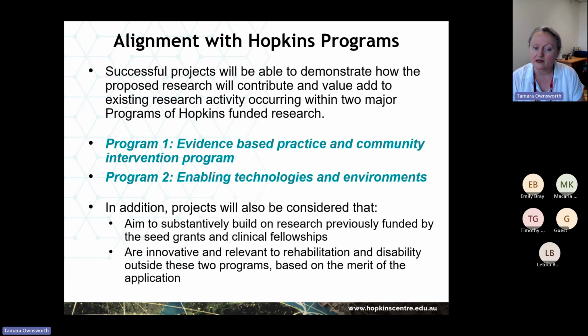So we are looking for projects that will substantively build on research previously funded by SEED grants and clinical fellowships, so not duplicating or repeating that research but building upon it. And we are looking for innovation, so research that breaks some new ground from a clinical point of view or a research point of view that's relevant to rehabilitation and disability. And then obviously projects are judged based on their merit as well as their alignment.